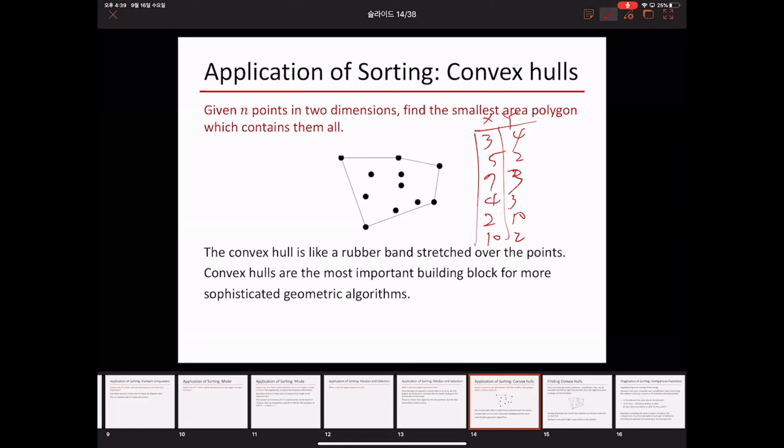Sort them in X and Y, then what? Can you give me more time? Okay, Subin? I think I need more time too. Okay, so anyone else?